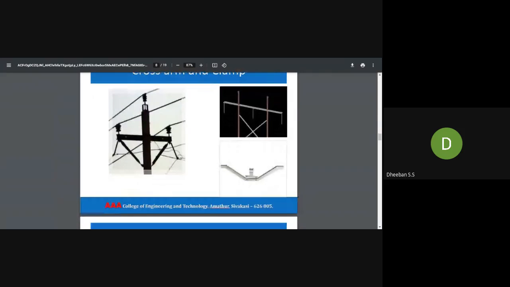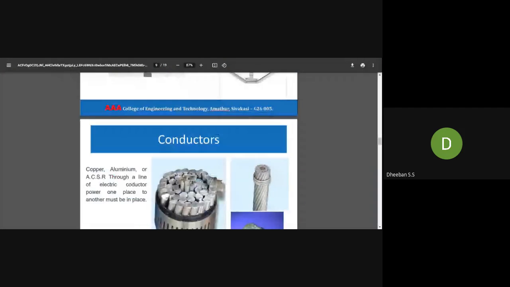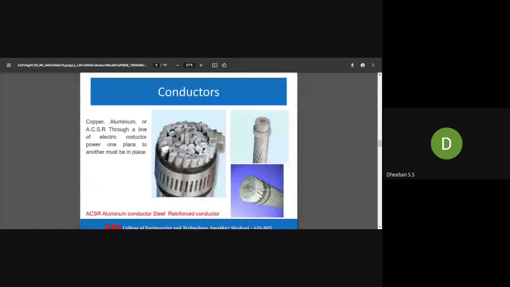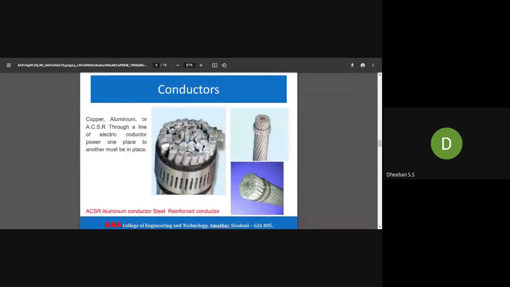Next are the conductors. Conductors, I need not explain. We have already studied them in your first unit itself. So you already know your bundle conductors and standard conductors. You have also seen the conductors live. Mostly we'll be making use of ACSR conductors.